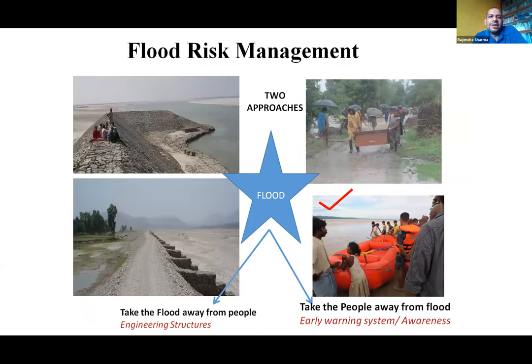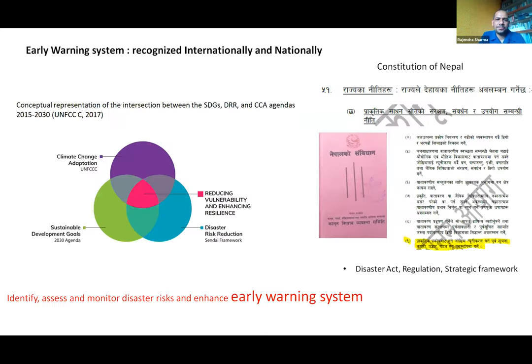So talking about flood risk management, there are two approaches to manage the flood risks. One is to take the flood away from the people by using engineering practices, and another is to take the people away from the flood, which is early warning system and awareness. So today we'll discuss the second approach for flood risk management.